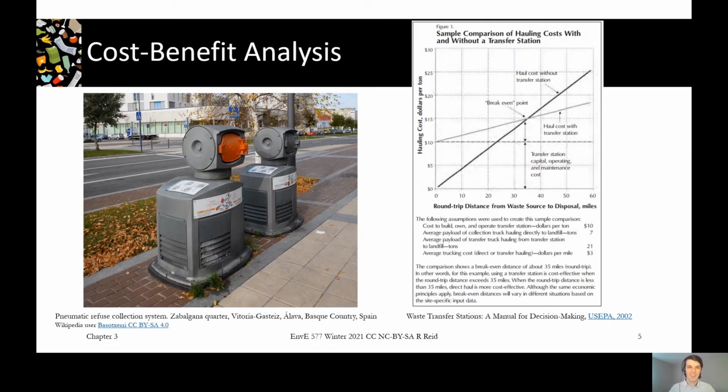And going along with the cost of this system, something that will come up as we go through this chapter and then further throughout the course is this idea of a cost-benefit analysis. So in the figure on the right, there's a figure from a US EPA manual on waste transfer stations, and it shows 2 cost curves. So there's a steeper curve that starts lower down. So that's like a less capital intensive option, but it costs more operationally. And then there's a shallower curve that starts higher up. So more capital cost, but it's cheaper to operate.